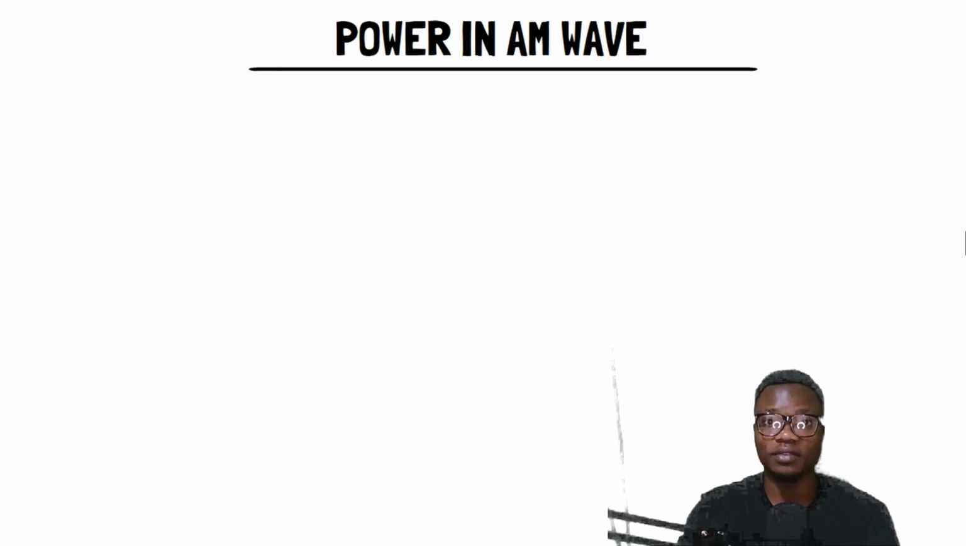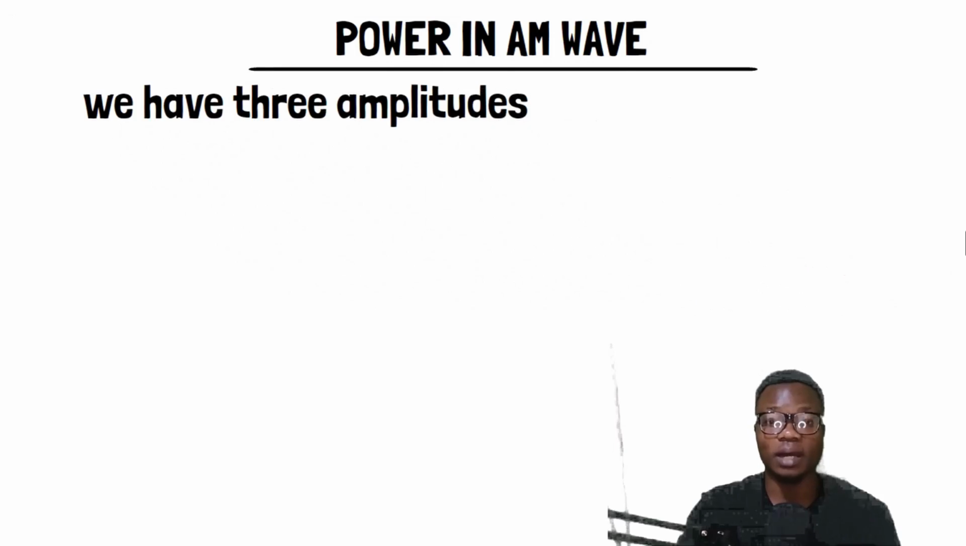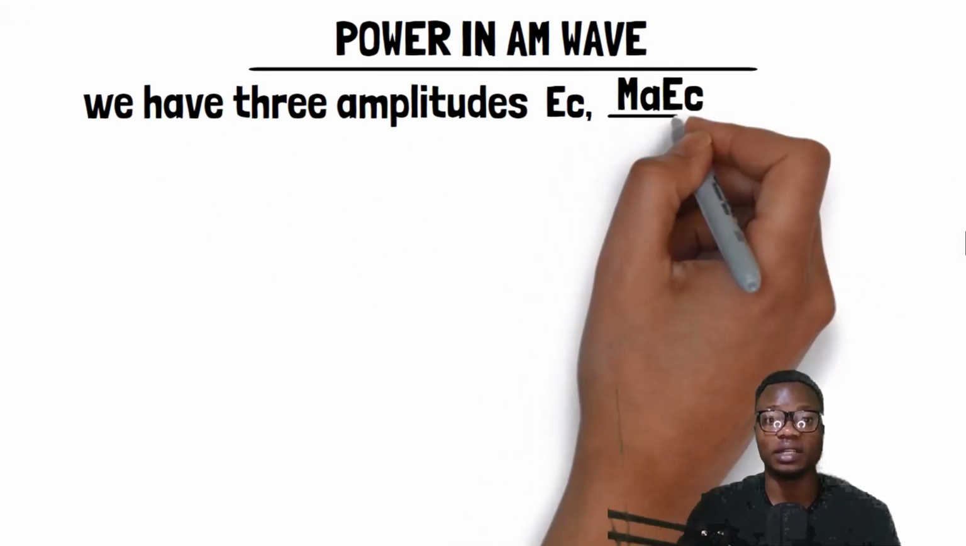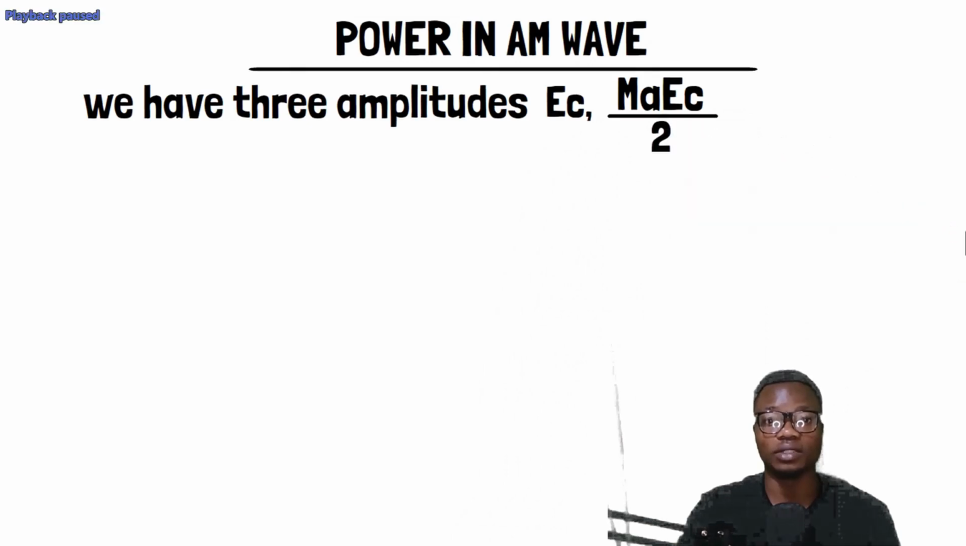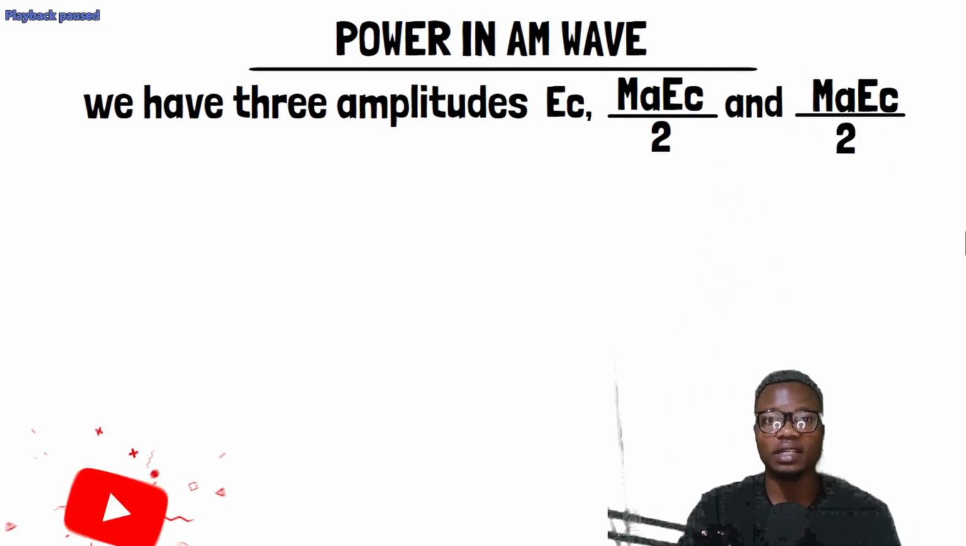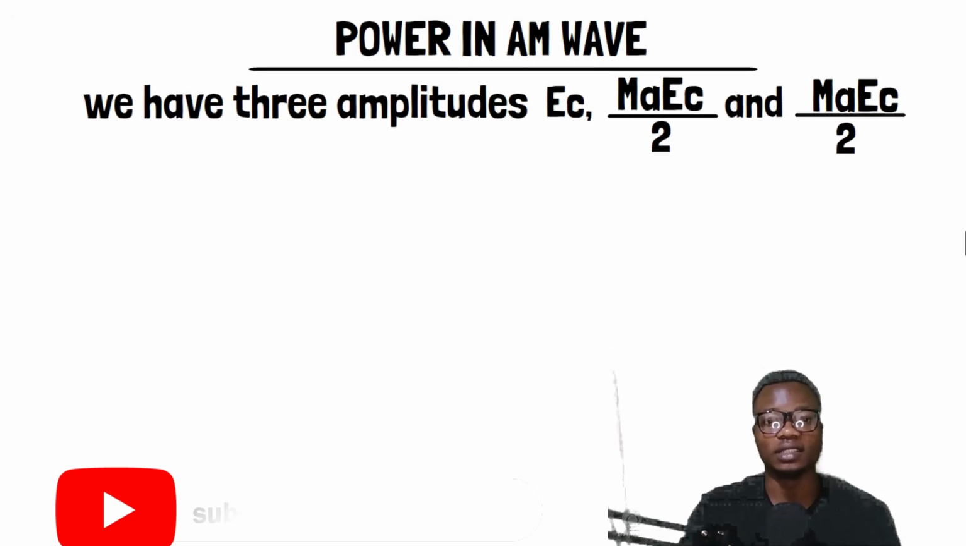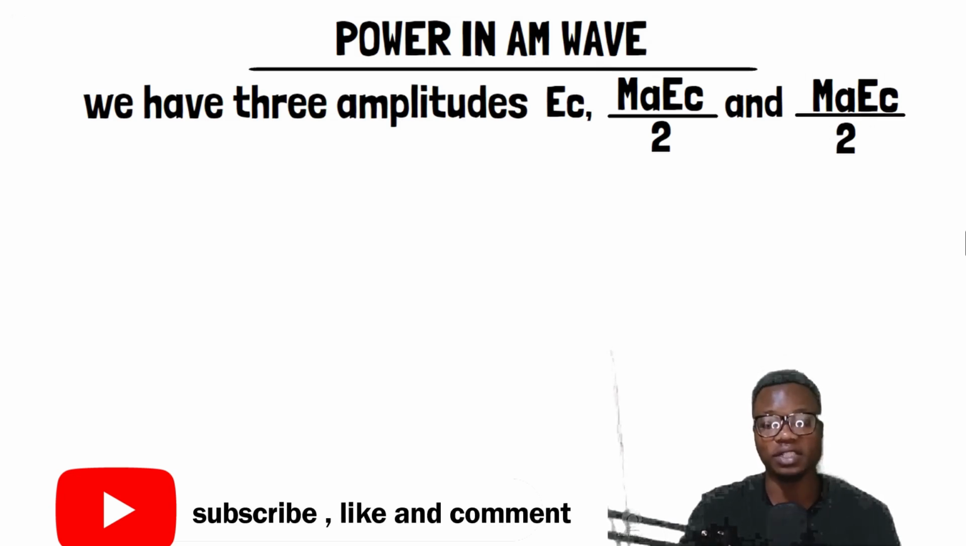As we said before, in AM wave we have 3 amplitudes. We have the amplitude of the carrier wave, which is EC, but also we have the amplitude of the upper sideband frequency, which is MAEC over 2. This one is the amplitude of the upper sideband. But also we have the amplitude of the lower sideband, which is the same. It is MAEC over 2. So the amplitude of the upper sideband and the amplitude of the lower sideband, they are the same. So making a total of 3 amplitudes.